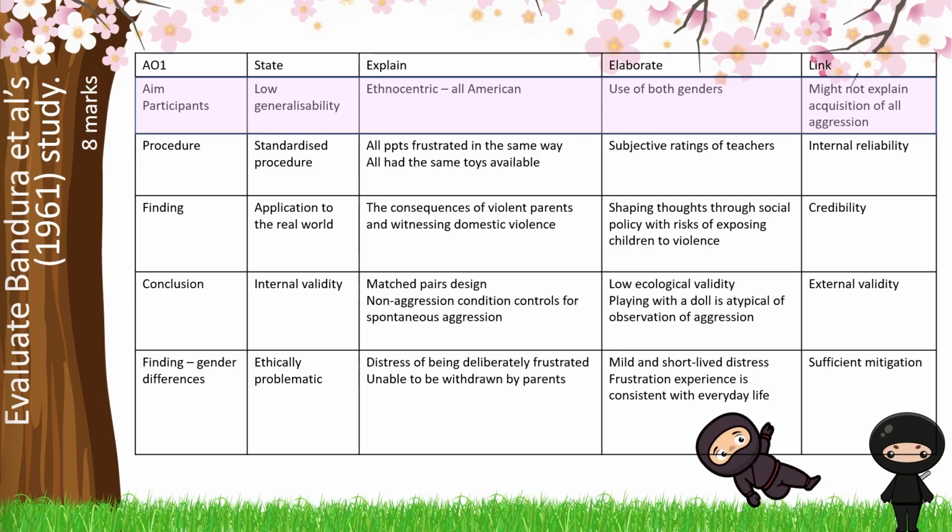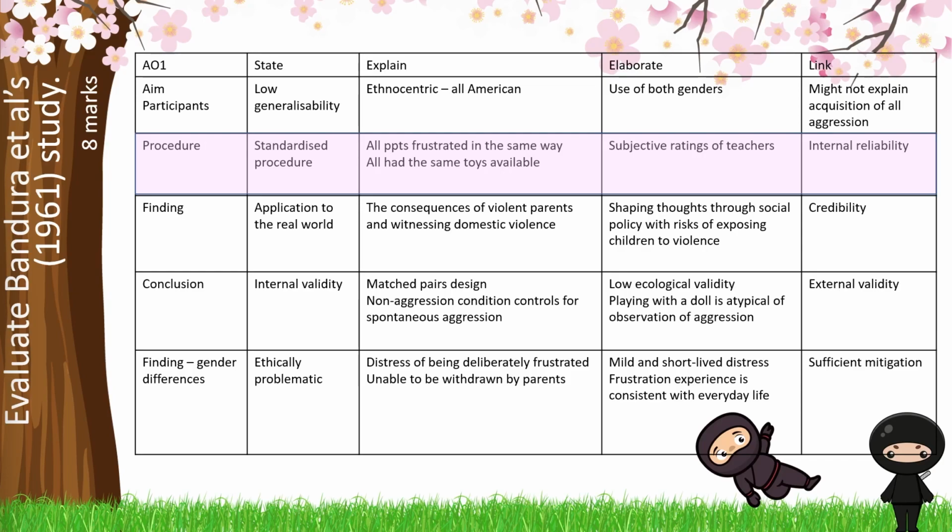We're then wanting to talk about aspects of the procedure, and then we can talk about this being a standardised procedure, but we want to have really specific details about how it was standardised. I.e. that all the participants were frustrated in the same way, they were shown into a room and then told those toys were not for them, they were for some other children, but also that the children had the same toys available after they had been frustrated.